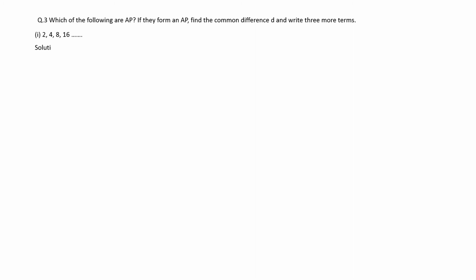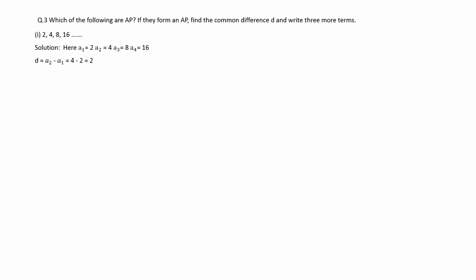So here 2, 4, 8 and 16 are given. How to find? First term is given as 2, second term is 4. We will denote the first term by a1, the second term a2 that is 4, the third term a3 which is 8 and the fourth term 16. Here the common difference can be obtained by using the second term minus the first term, which is equal to 4 minus 2, that is equal to 2.